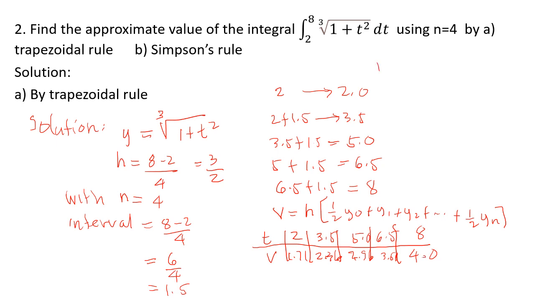So V equals 3 over 2 times 1/2 of 1.71 plus 2.36 plus 2.96 plus 3.51 plus 1/2 times 4. Or simplifying that, V equals 17.53.